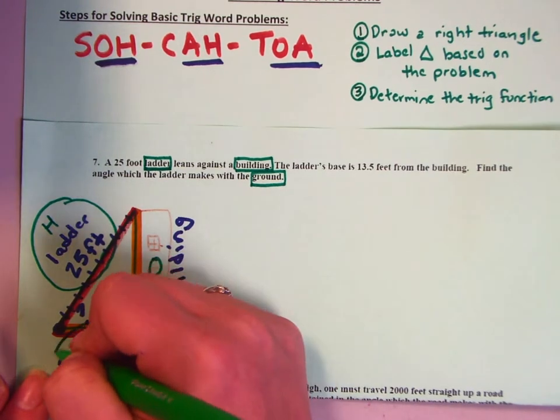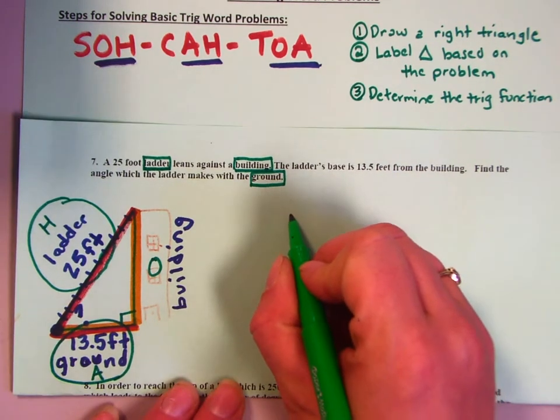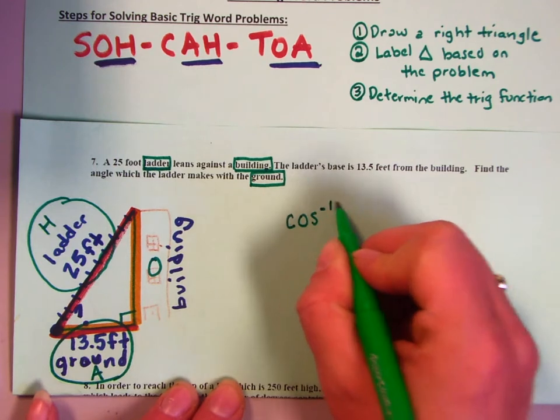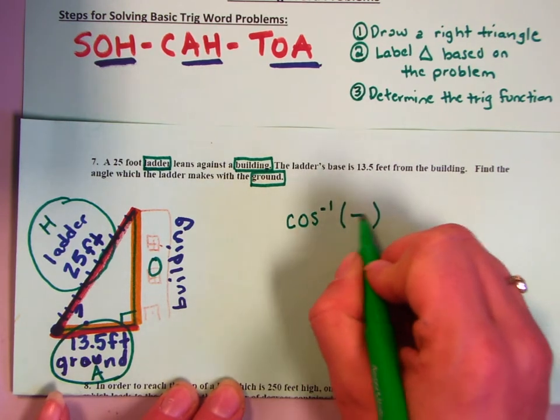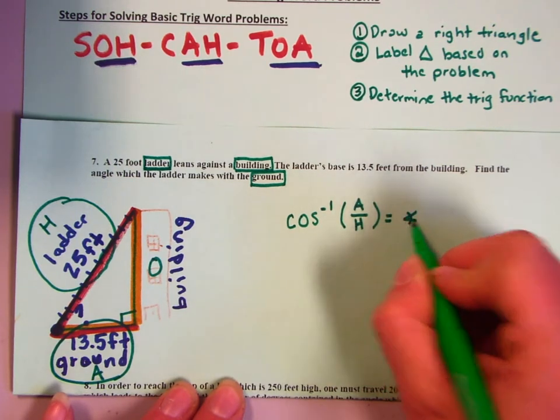Very good. Now I'm going to identify which trig function this makes. So let's take a look. We have adjacent and hypotenuse. Adjacent and hypotenuse make what? Cosine. We're trying to find an angle, so we're not going to use regular cosine. We're going to use inverse cosine. Good. So the inverse cosine of A over H is equal to the angle.